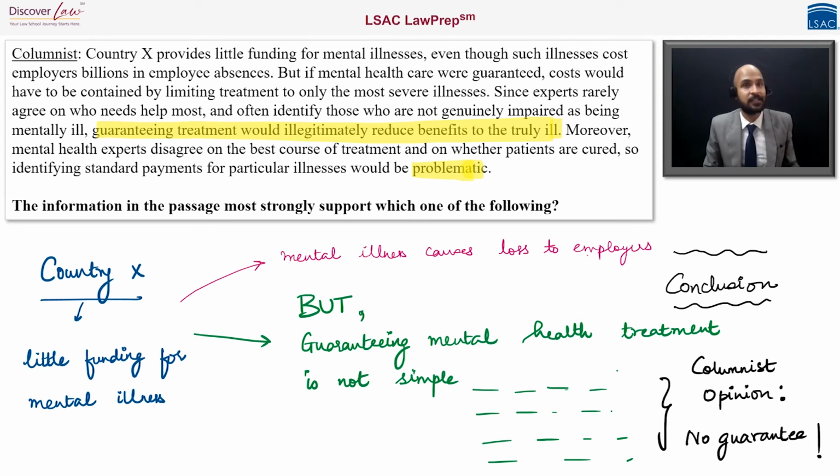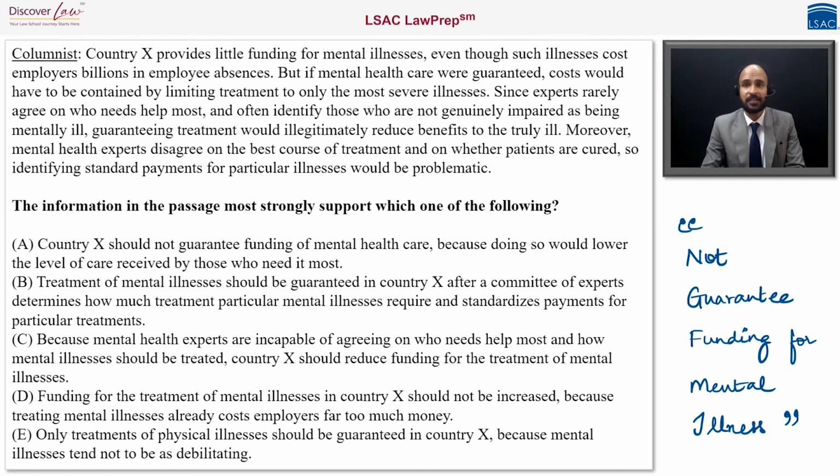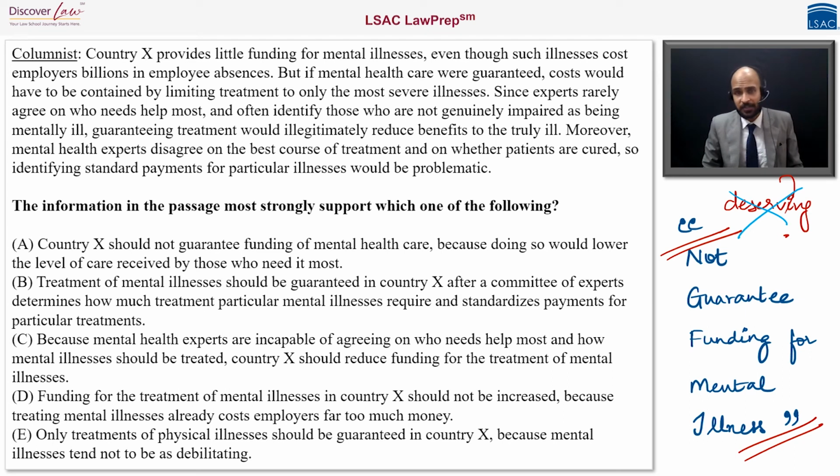Now that we know what is spoken of in this column, let's go ahead and see which option concurs with our thought. Well, so the argument here is really simple. It says do not guarantee funding for mental illness because you are not in a position to find out who is deserving. You might end up giving this to people who are not completely deserving. Now that you've understood this, pause the video and try to see which of the options gives you what we just saw. Okay, so the answer is A.